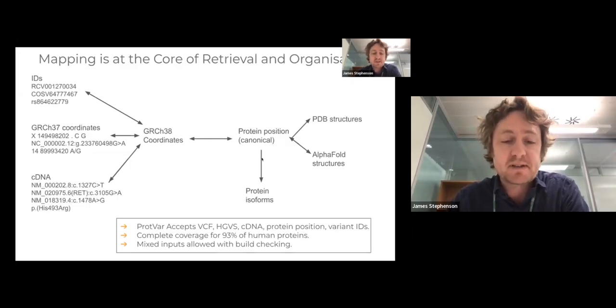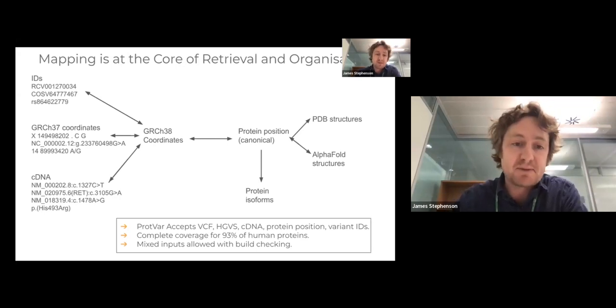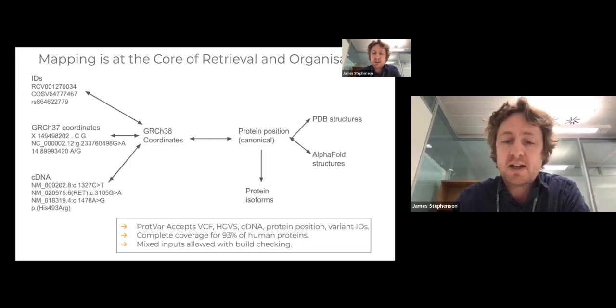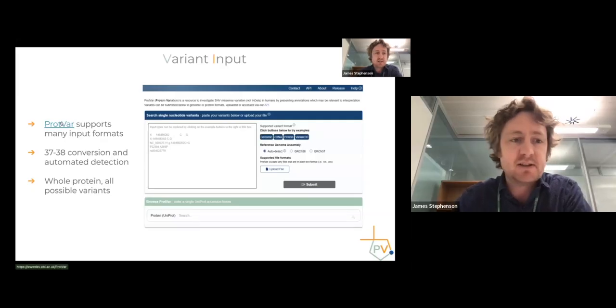We have complete mappings for over 93% of human proteins. And because we have pre-mapped all of these things, these are almost instantaneous. I have got some static slides, but I'd much rather show you what ProtVar actually looks like.